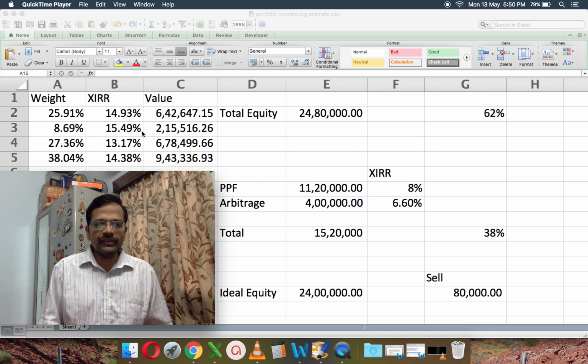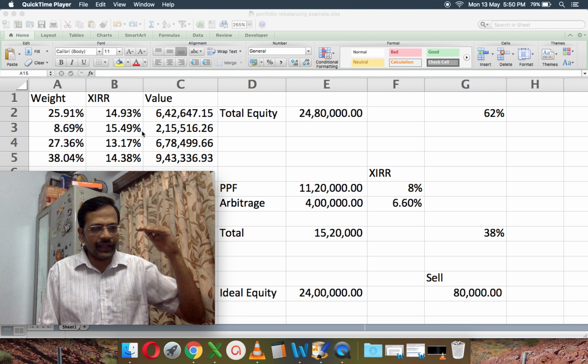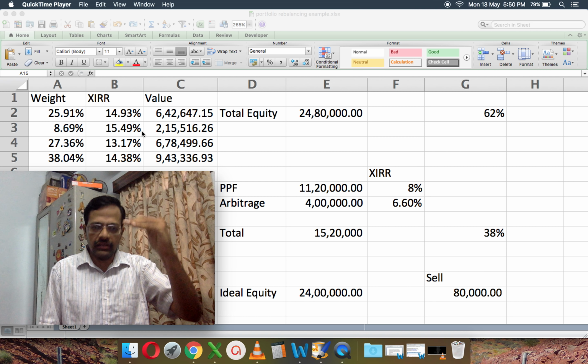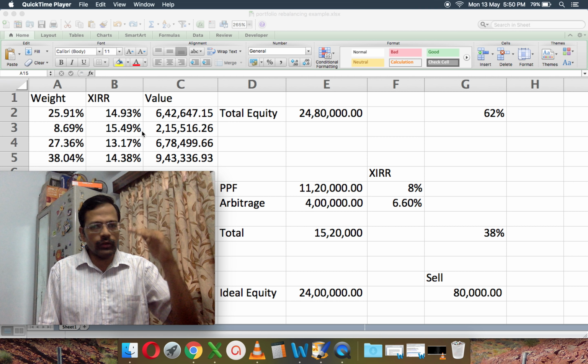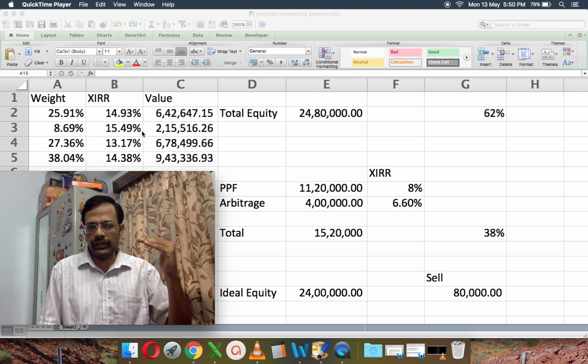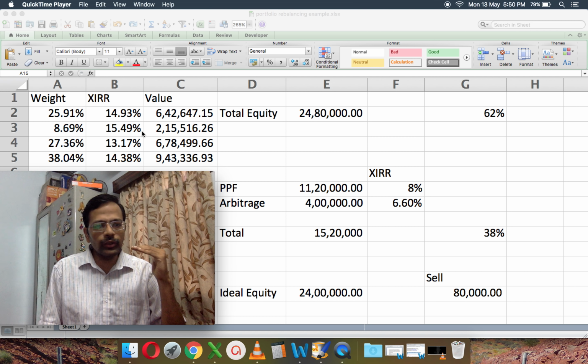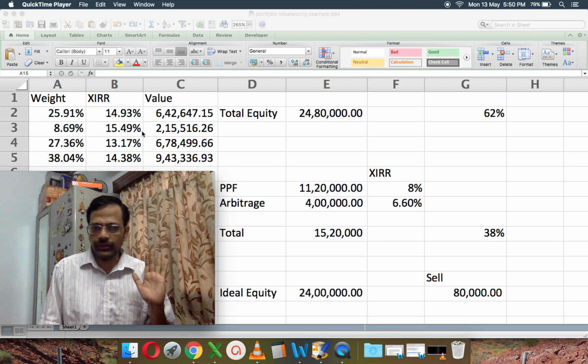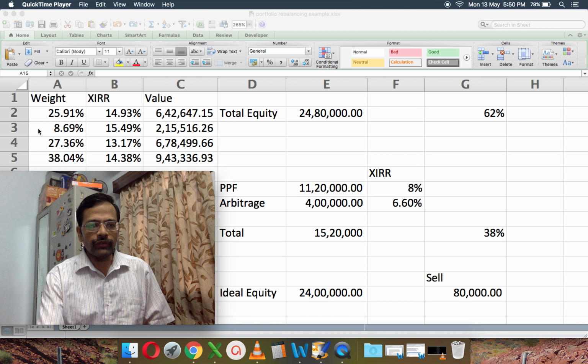So what are the steps in rebalancing? First of all, have a target asset allocation, that is 60-40, 60% equity. Next, find out your current asset allocation, 62% equity. Find out how much you should remove. So you have to remove 80,000. Then find out where you have to remove that 80,000. You have found out you have to remove it from this 8.69% weighted fund. So from this 2.15 lakh, make a redemption for 80,000.